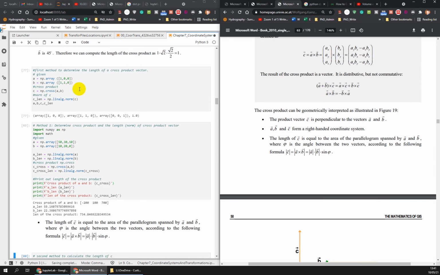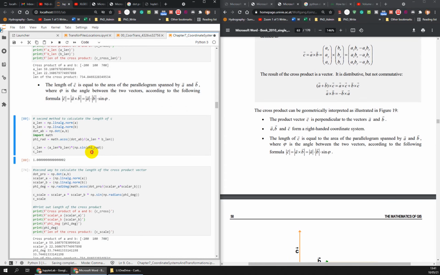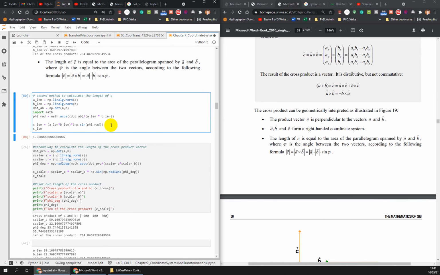So we have different ways of calculating the length of a cross product vector. The first way is to determine the vector, and then determine the norm of that vector. The second way is to determine the dot product between two vectors and the angle between them, and then we can also determine the length of that cross product vector.